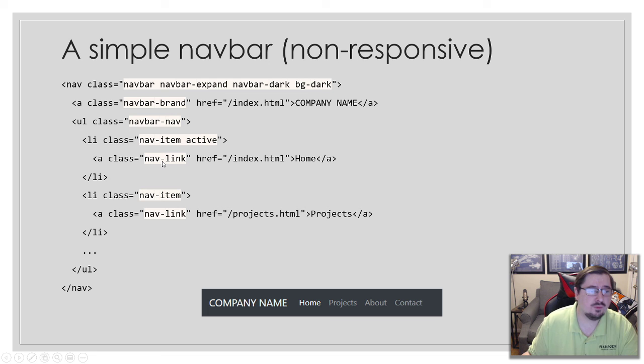And then inside of there, we finally have the actual links to the different pages, and those are marked with the class of nav-link. So we have a nav, we have a UL with navbar-nav, we have an LI, which is a nav-item, and then finally we have an anchor tag, which is a nav-link. And that's the process that you see following on down further.